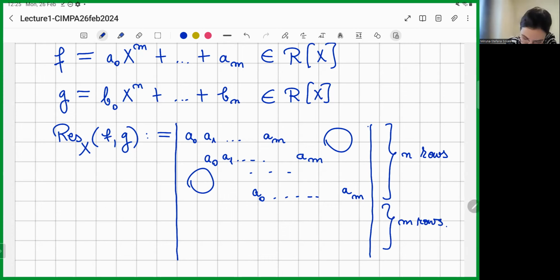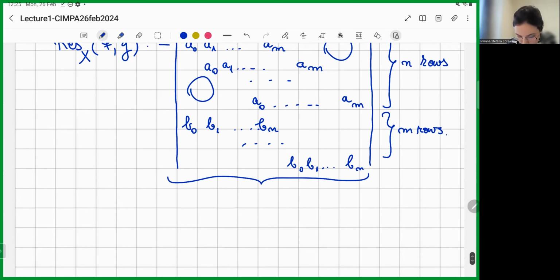We place the coefficients of the second polynomial, b0, b1, somewhere here it's bn, and so on. Here we have b0, b1, bn. This is called the Sylvester matrix. I mean, this is the determinant of the so-called Sylvester matrix.